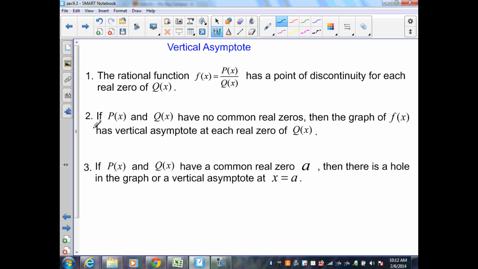Number 2, if p of x and q of x have no common real zeros, then the graph of f of x has a vertical asymptote at each real 0 of q of x. And the third, if p of x and q of x have a common real 0, such as a, then there is a hole in the graph or a vertical asymptote at x equals a. And we will take a look at situations that apply to these three rules.